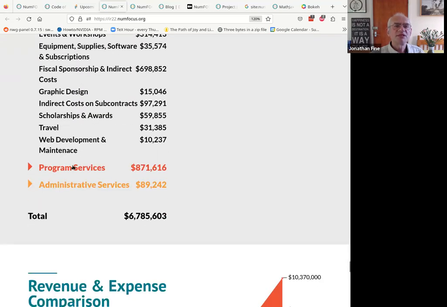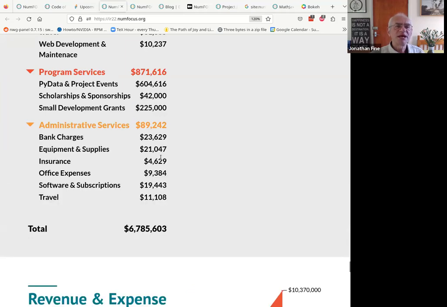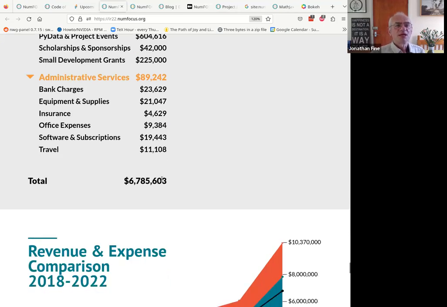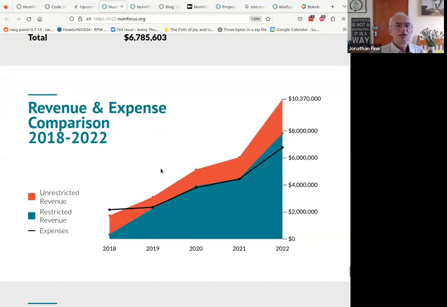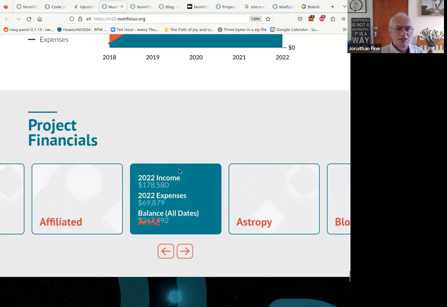Program services, PyData and project events, sponsorship, small development grants. Yeah, these are the small development grants. Administrative services, bank charges, equipment supplies, insurance, office expenses, software, travel. Okay, so that's your 6 million. This is a history of how it goes. These are the history of all the projects.